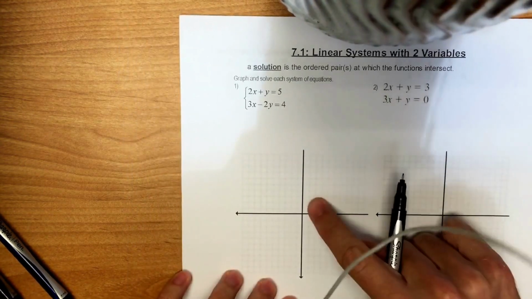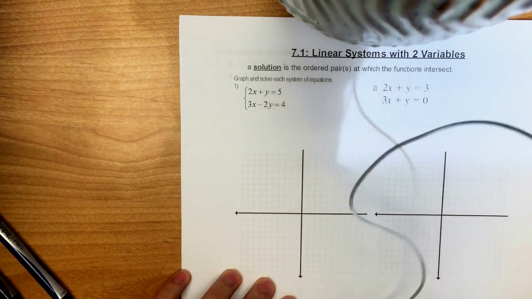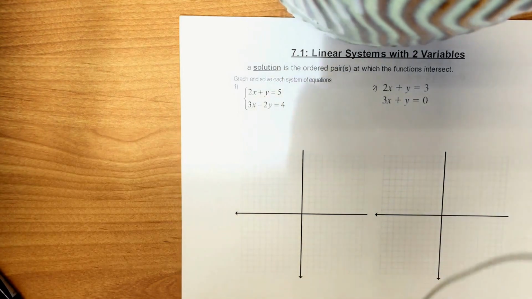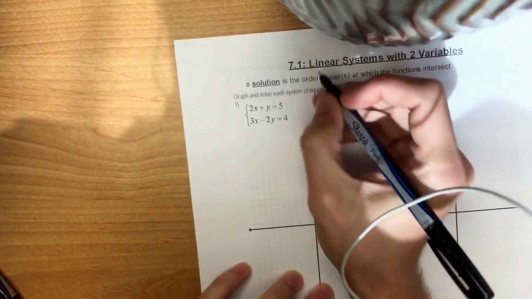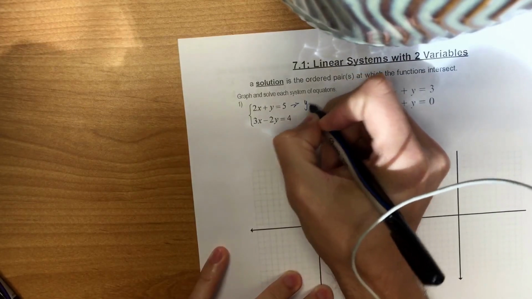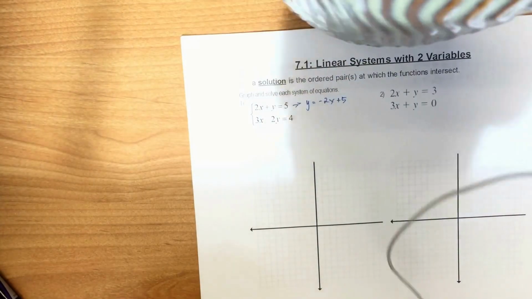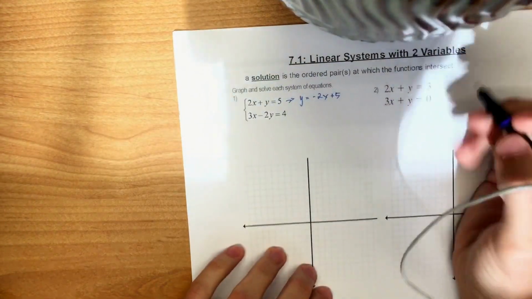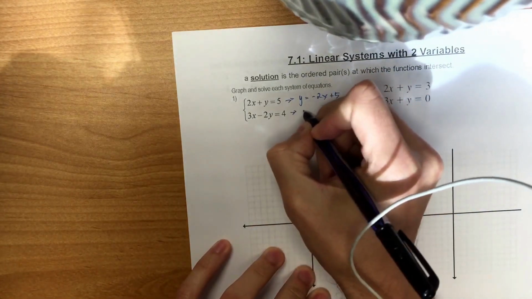So using this first example here, what I normally do with these is put both equations in slope-intercept form if they're not already. So I'm going to take the top equation and I'm going to subtract 2x from both sides so that I end up with an equation that says y equals negative 2x plus 5. Then I'm going to do the exact same type of thing with the bottom equation. I'm going to subtract 3x from both sides.